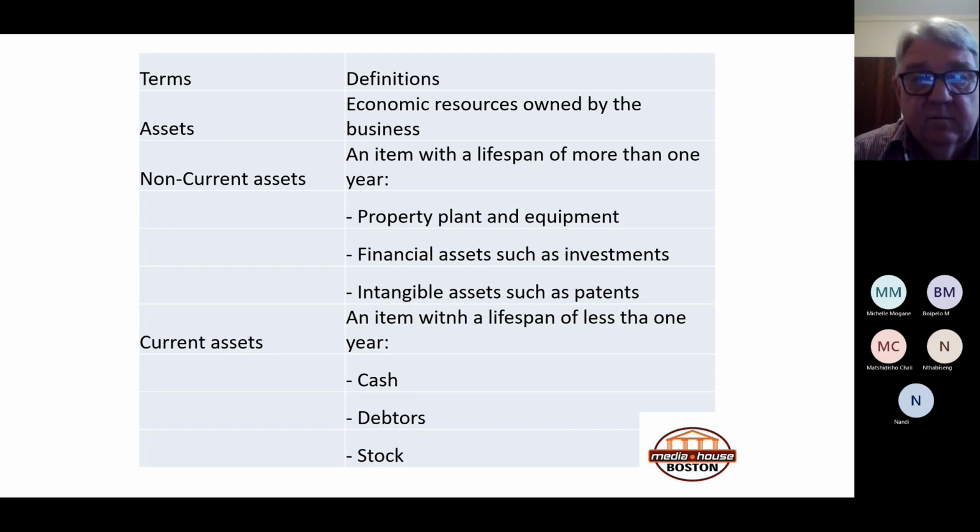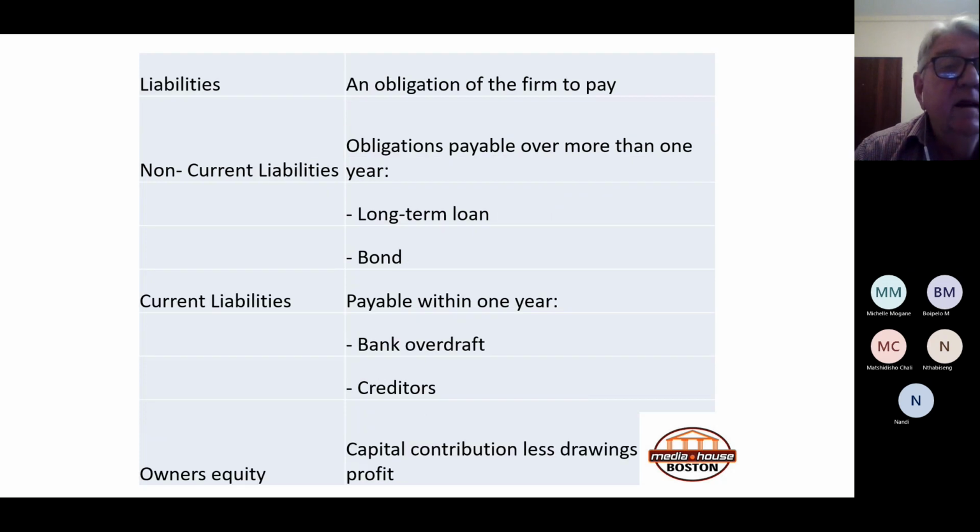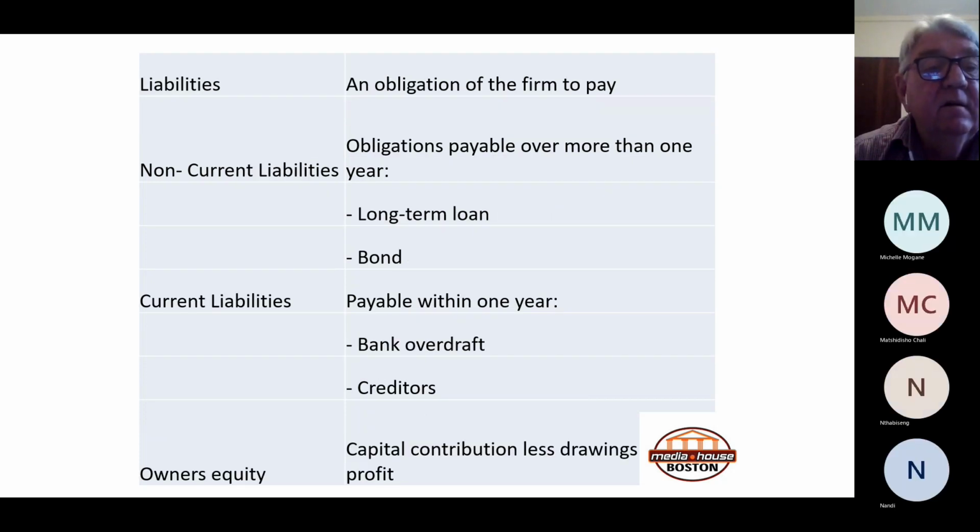Okay, so typical current assets would be cash, it would be debtors. Debtors are the people that owe money to the company, they're the customers. And stocks or inventory. So those are the assets that will turn within 1 year. Then liabilities. These are obligations for the company to pay somewhere in the future.